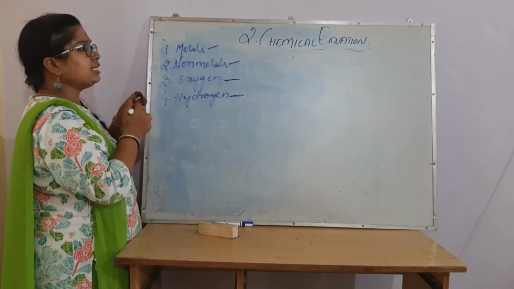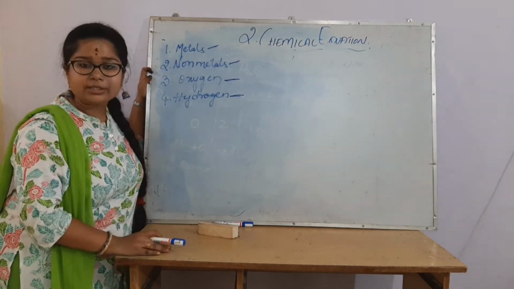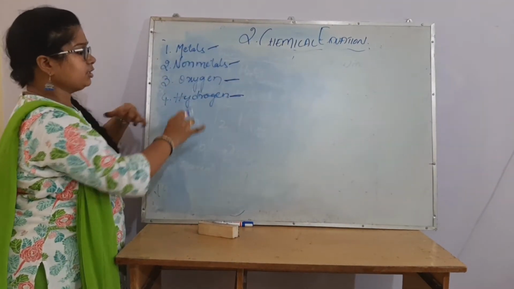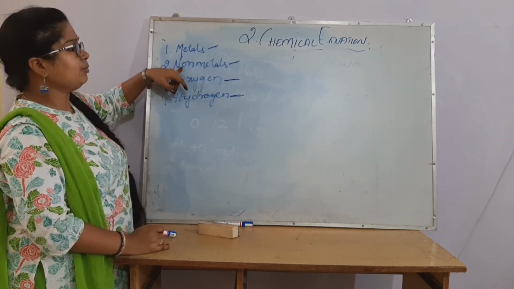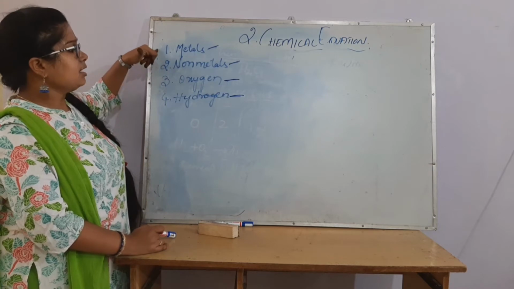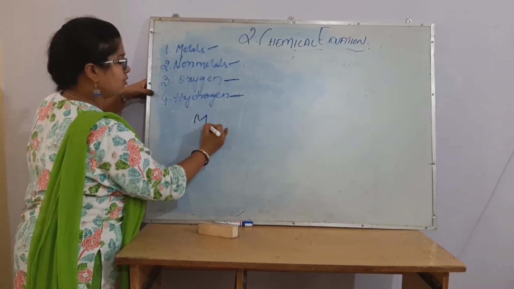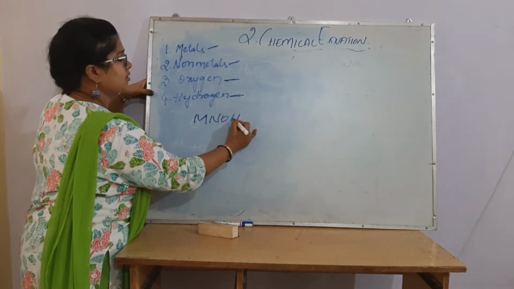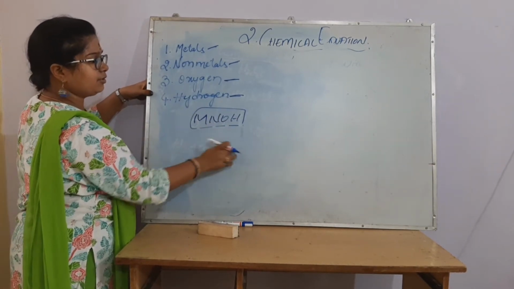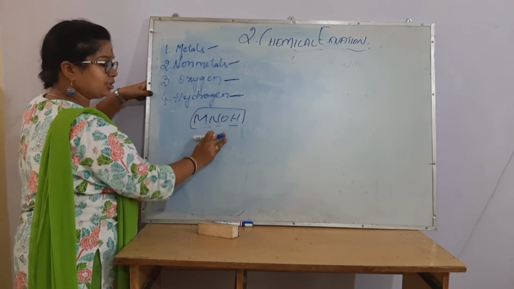Whatever changes you make, you are not supposed to touch the subscript. Whatever coefficient you touch, you need to go back to the first step again. If you change oxygen, hydrogen or non-metals, then again metals, non-metals, oxygen, hydrogen. MnOH: metals, non-metals, oxygen, hydrogen.